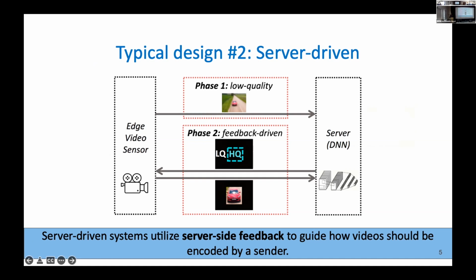This is sent back to the camera. Upon receiving this feedback, the camera would know where it should encode the video in high quality. It encodes this video and sends it to the server again in the second phase. In short, the server-driven design utilizes this server-side feedback to guide how videos should be encoded by a sender.